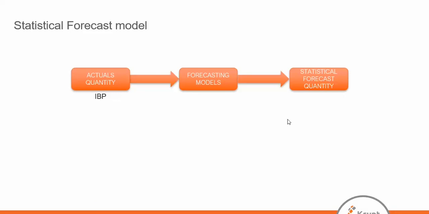The actuals quantity has the shipment history from the execution system, that is the ECC or the S4 or any other legacy system. The actuals quantity stores the shipment history in IBP. It will be a primary input for our forecasting model. We'll select the forecasting model based on the past data, and then we'll generate the statistical forecast quantity.